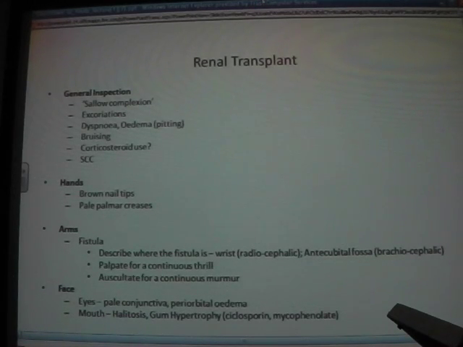I think about 40% of patients on cyclosporin have gingival hyperplasia, and they have really big gums. It's quite obvious, so just have a quick look at the gums to see if these patients have been on cyclosporin. Mycophenolate shouldn't be there, so I'll make sure that's not on the slide when I send it.